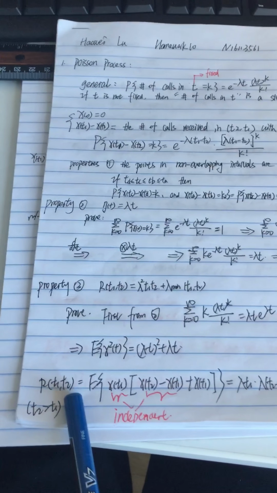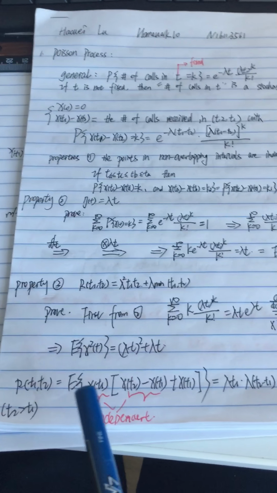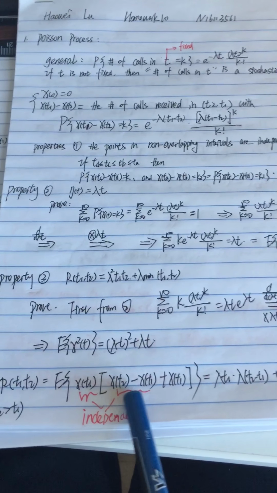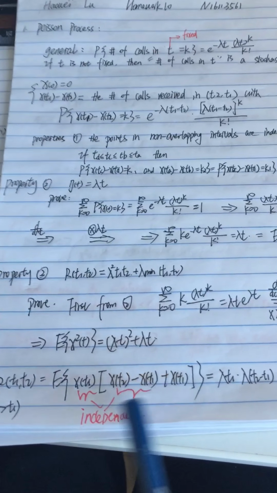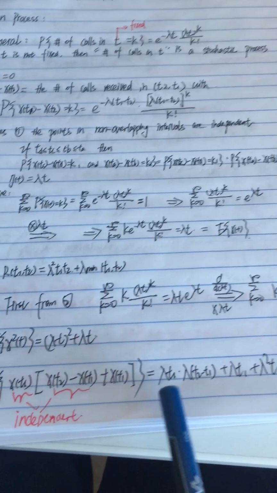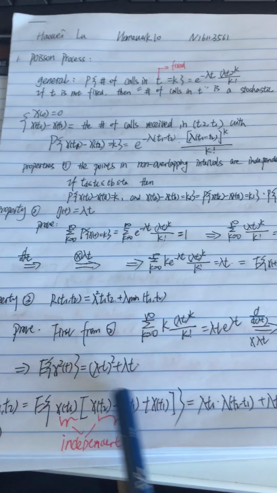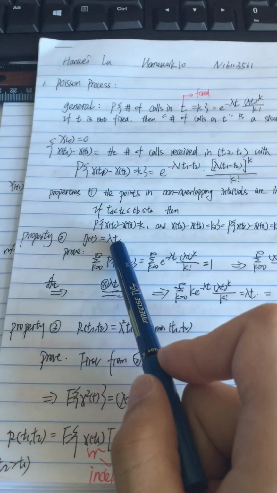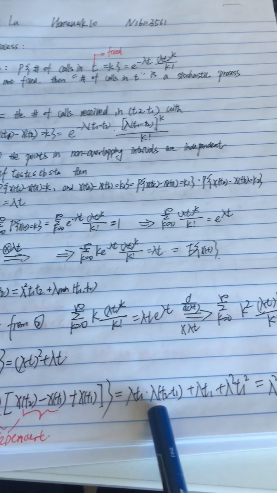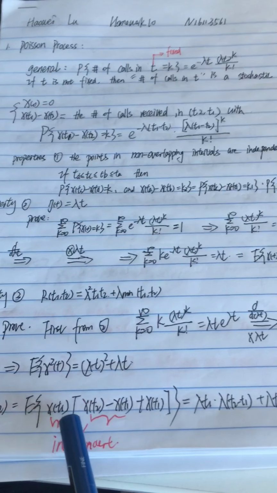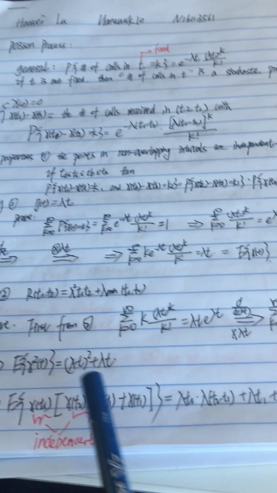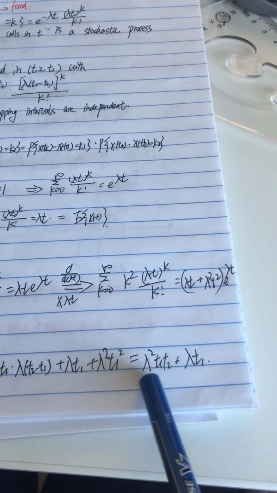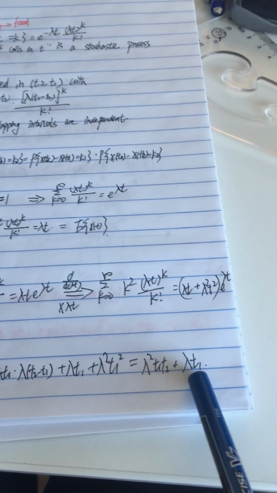So using that the two non-overlapping intervals are independent, we divide X(t2) equal to X(t2) minus X(t1) plus X(t1). So these two parts are independent. So these two parts equal to this one. These two parts we can easily get according to property 2, which is the mean, and the last part is the mean of X squared t1. So according to this equation, we get this. However, the final result is lambda squared t1 t2 plus lambda t1.